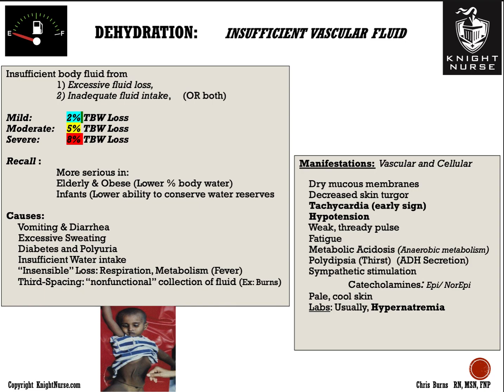Labs will usually show hypernatremia because they've lost a lot of their vascular fluid, which super concentrates the sodium. So the sodium level is high. This causes cellular crenation, and the cells lose their function, and this can cause mental confusion and decreased level of consciousness.